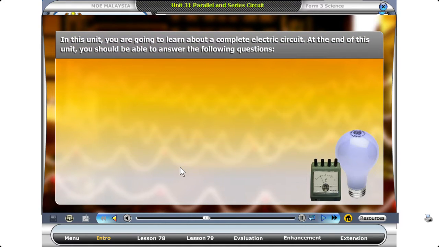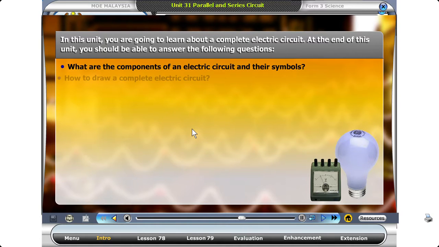In this unit, you are going to learn about a complete electric circuit. At the end of this unit, you should be able to answer the following questions. What are the components of an electric circuit and their symbols? How to draw a complete electric circuit?